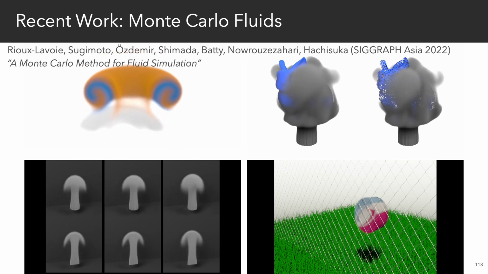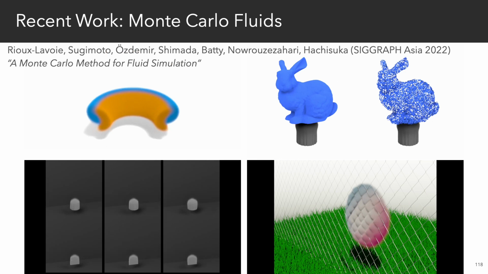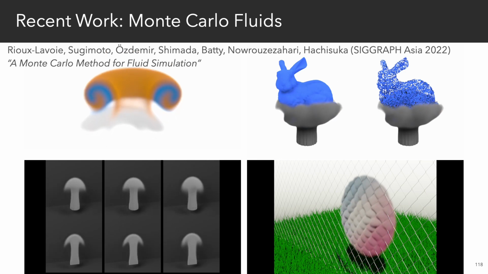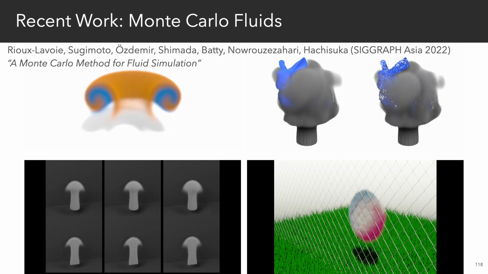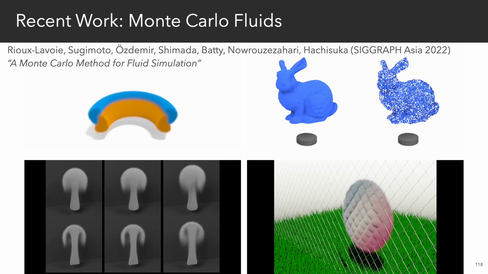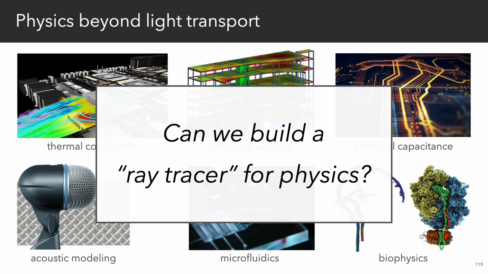At SIGGRAPH Asia last year, folks from the University of Waterloo used walk-on spheres as a subroutine to solve the Navier-Stokes equation in scenes with intricate and badly broken geometry. Now, we don't know if this fluid solver is going to replace all the other amazing fluid solvers we have today, but it's ambitious projects like these that make me think that building something like a ray tracer for physics isn't a totally crazy idea.